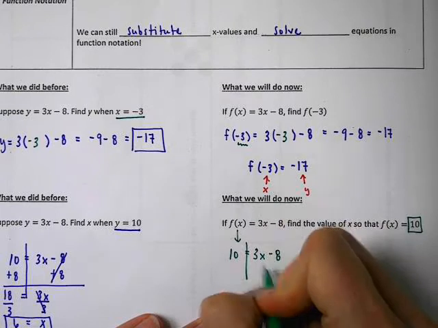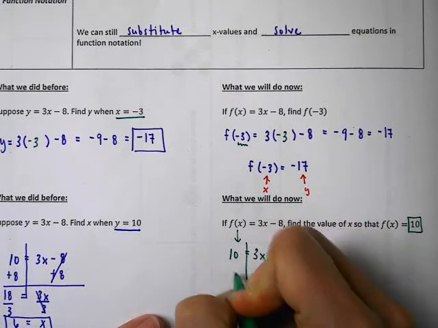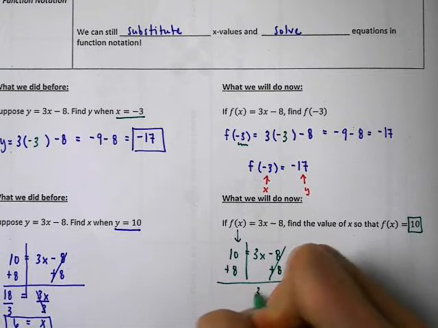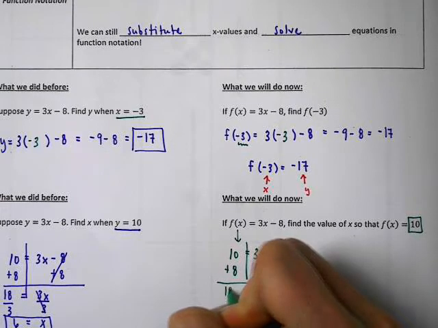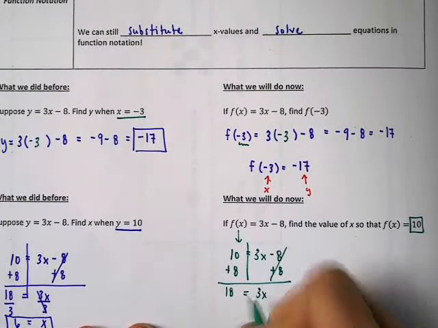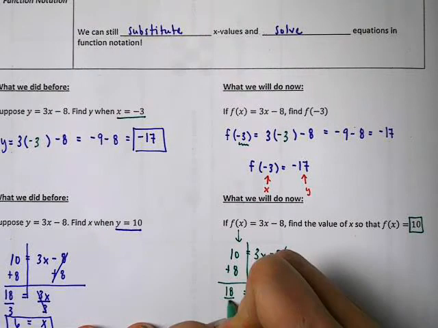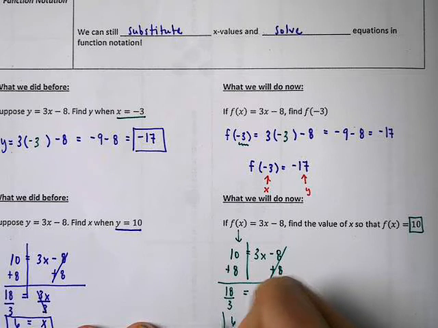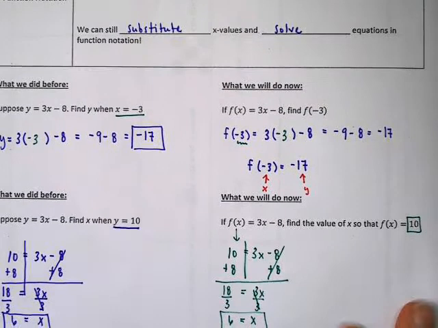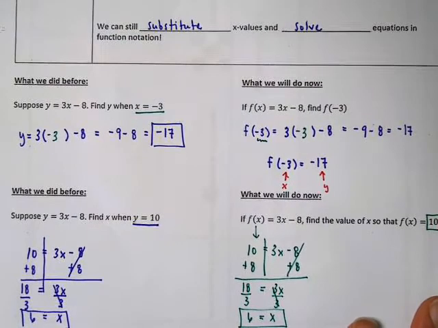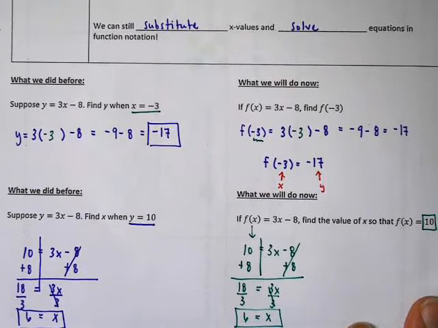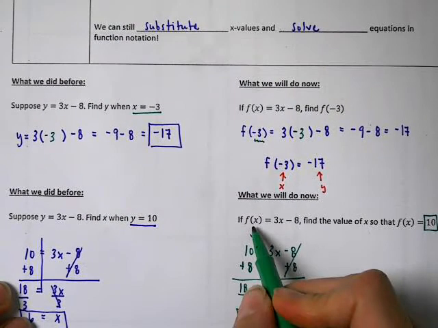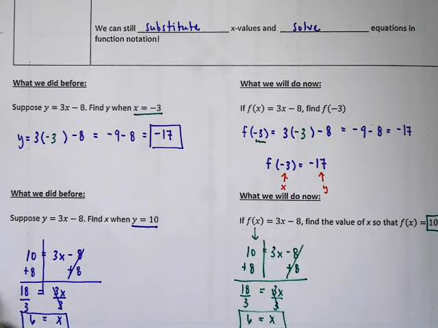And again, it's the same equation. So I'm going to use the same steps to solve. Last step is to divide by 3, and x is equal to 6. So again, I just want to keep reinforcing here, the only thing that has changed is the notation. Really, what we used to call y has become f of x.